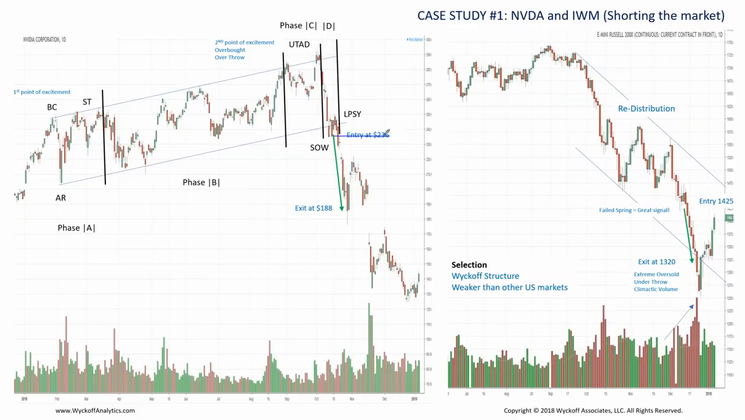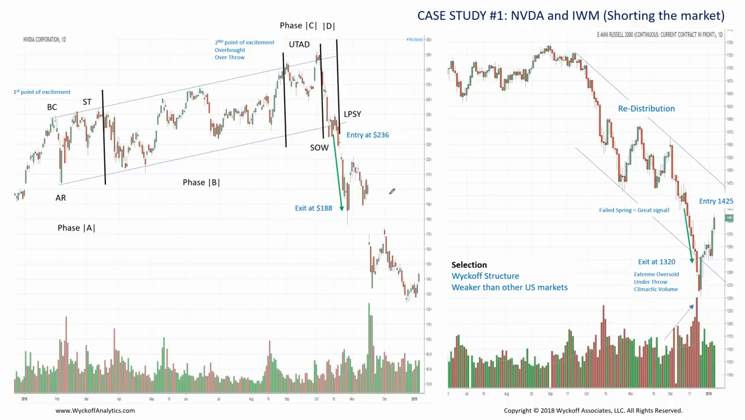So from about 236 to 188, that's almost $50, and it happened so quick. 1, 2, 3, 4, 5, 6, 7 trading days, so a week and a half. And if you are a short-term swing trader, this is a very quick profit. And also think about the leverage, right? So I'm putting on puts, options. So I'm definitely leveraging this position.